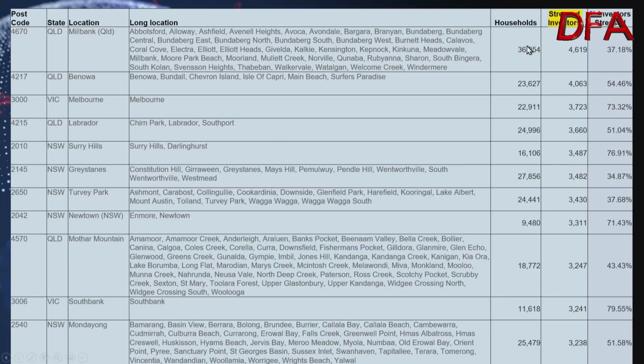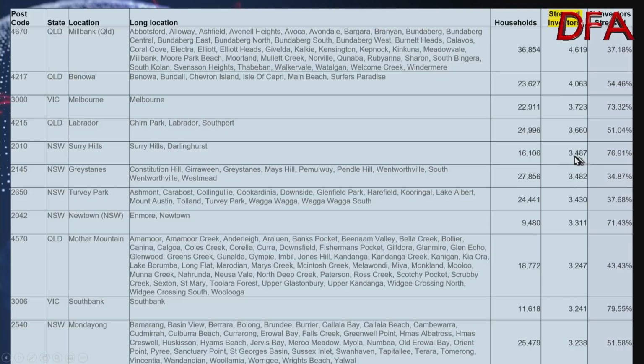Finally, we can go to the stressed investors, and once again we find some interesting footprints, with Queensland in 4670 and also Surfers Paradise with significant numbers of investors struggling. That's a combination of big costs to get into the property market and also rentals under pressure. Melbourne, Victorian 3000, with more than 3,700 investors struggling. Another Queensland postcode, Labrador Southport, postcode 4215.